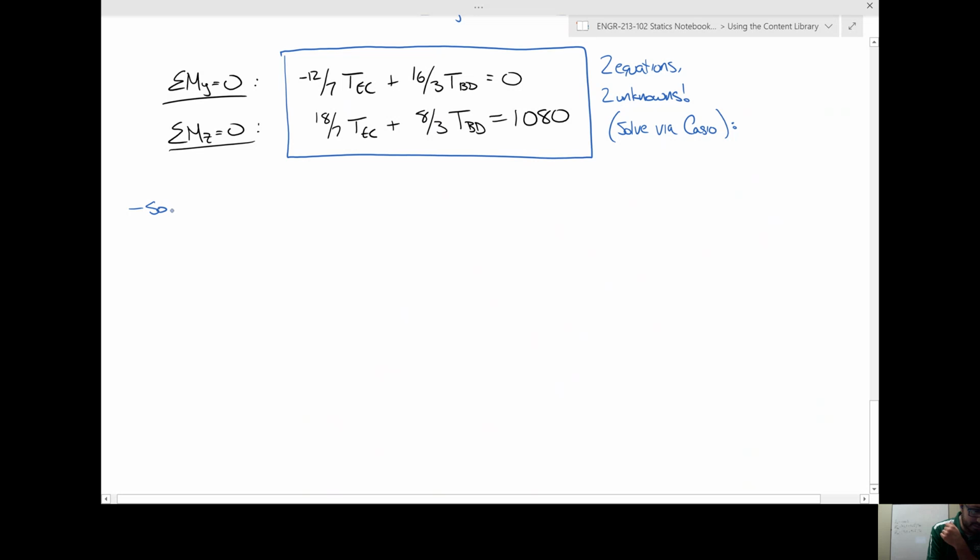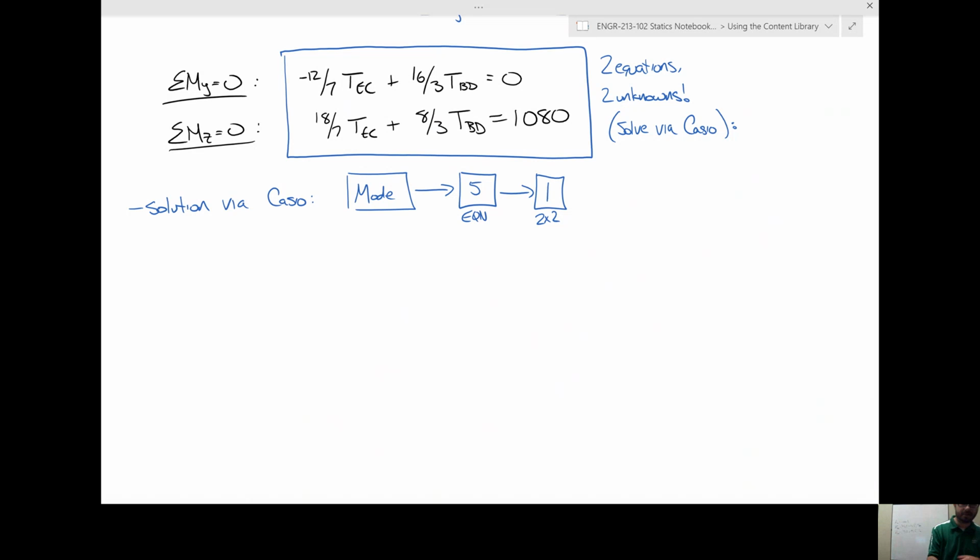So, solution via Casio. To solve this via the Casio, this is a two equations, two unknown system. So you go mode, and then you do mode 5, which is the equation solver mode. And then you do option 1, which is 2x2. And this is 2x2 because there's two equations, two unknowns. And then you'll enter a table of numbers. And the table of numbers that you enter is the following.